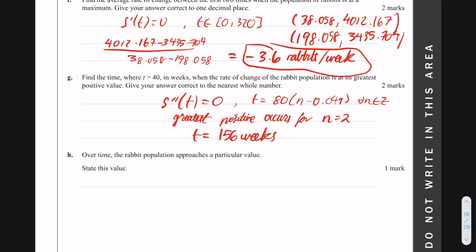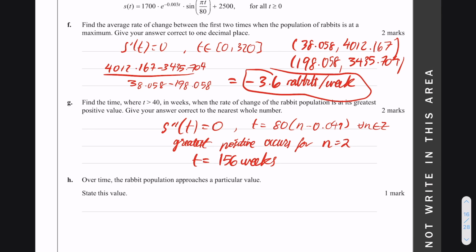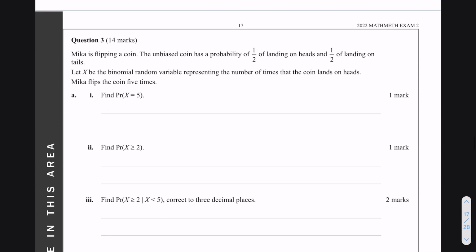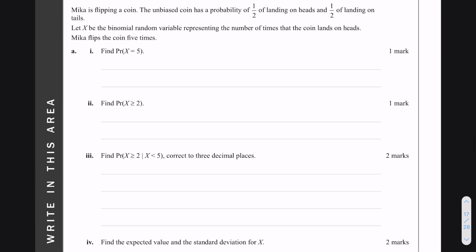Over time, the rabbit population approaches a particular value. State this value. Well, as t goes to infinity, that goes to e to the negative infinity, and that's 0. So this whole thing becomes 0, and you get 2,500. Finally, this question is done.